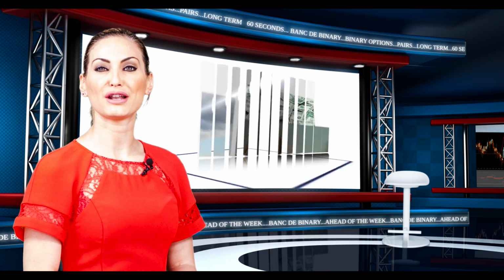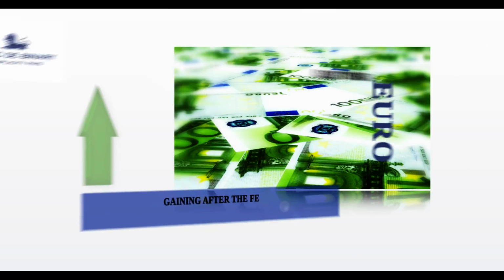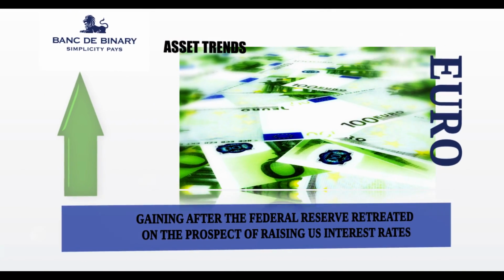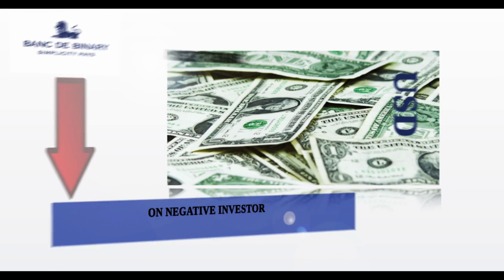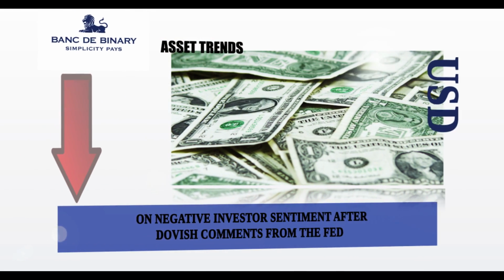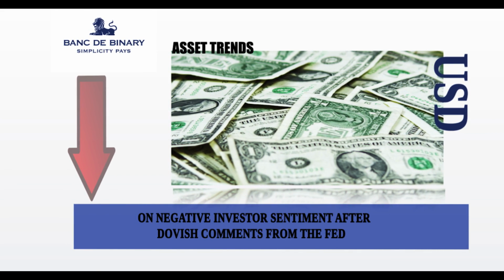Let's review the main asset trends from last week. The euro was up versus the USD, gaining after the Federal Reserve retreated and the prospect of raising US interest rates. The USD was down on negative investor sentiment after dovish comments from the Fed, which is eyeing an unexpected fall in new jobs added to the economy.